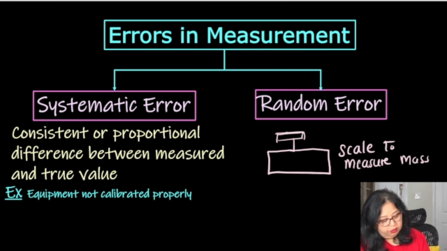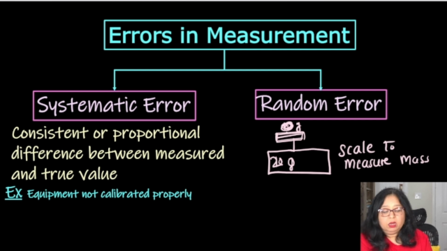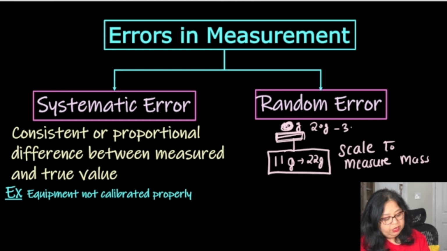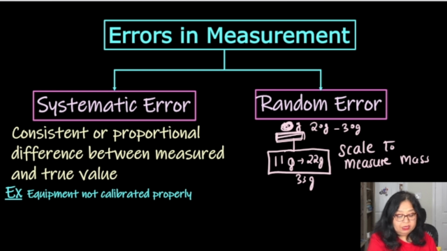When you put nothing here, it should read 0. When you put 10 grams here, it should read 10 grams. When you put 20 grams on it, it should read 20 grams, and so on. But what if when you put 10 grams on it, it reads 11 grams? And when you put 20 grams on this, it reads 22 grams. When you put 30 grams on this, it reads 33 grams. So this scale is not calibrated correctly.